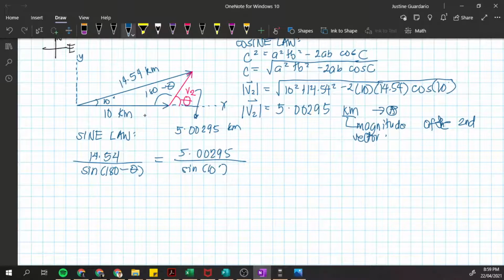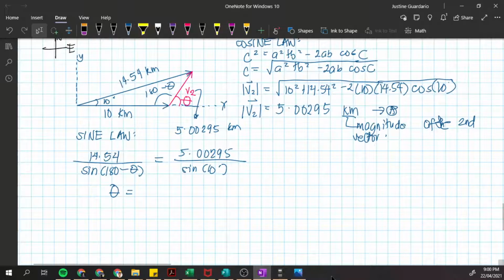Then also we have 5.00295 kilometers, which is the length of vector 2, over sine 10. That is the ratio that we can compare. And we have only one unknown in this equation. Actually, I can utilize the shift solve function in my calculator.